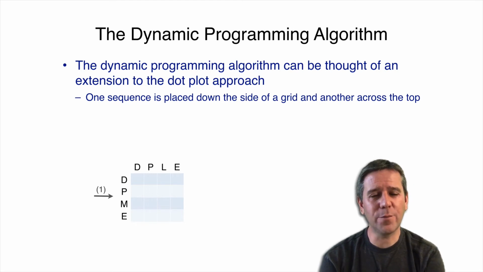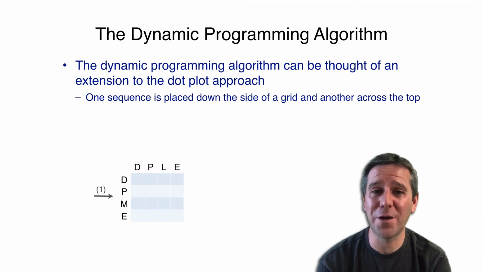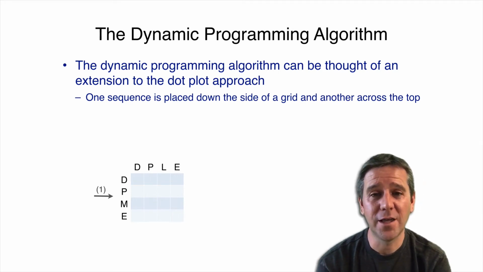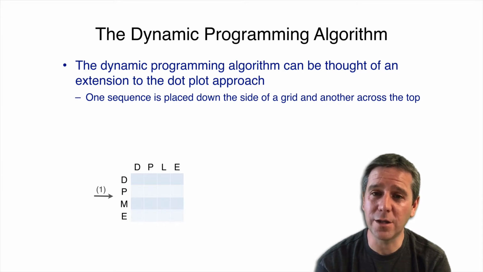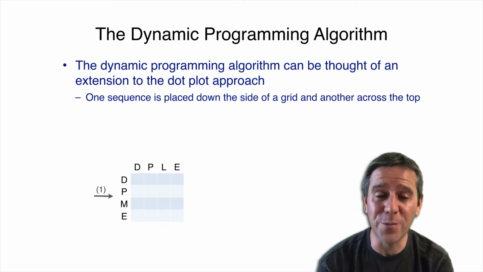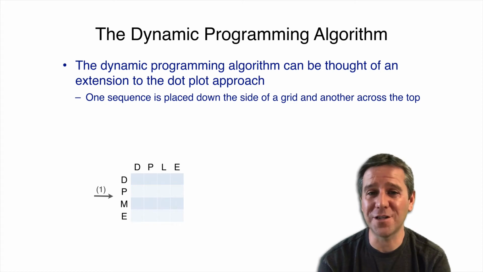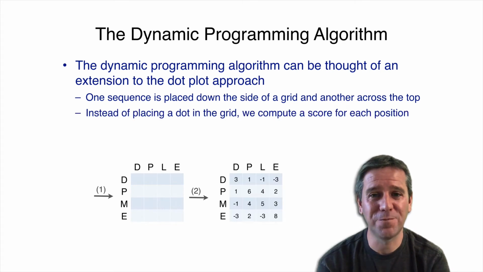So now the dynamic programming approach that we're focusing on here in this video can be thought of as an extension to the dot plot approach that we've already discussed. Again, we start in the same way. One sequence is placed down the side of a little table or grid, or what we'll call an alignment matrix from now on, and another across the top. We'll call this step one of this approach.